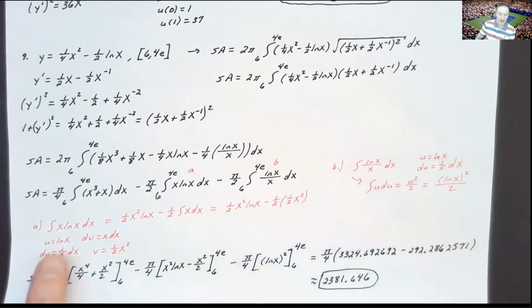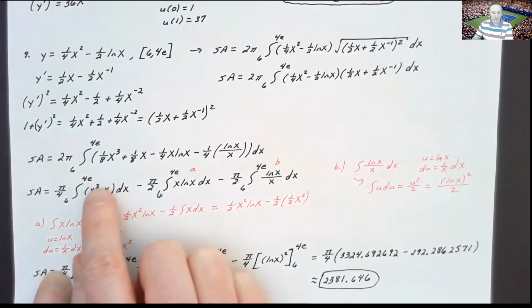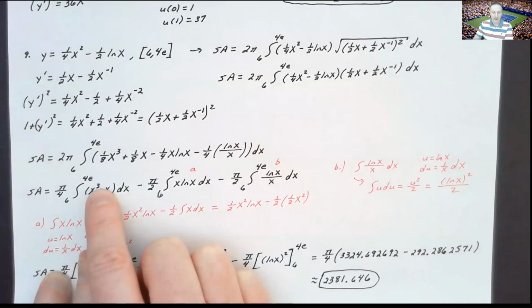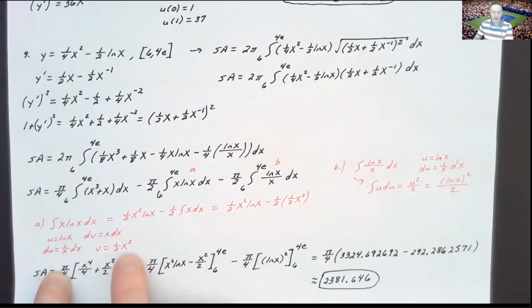So then I go back into my surface area formula, and I can say this surface area is pi over 4. And in this first group, I used the power rule to get my x to the 4th over 4 plus x squared over 2, evaluated from 6 to 4e.